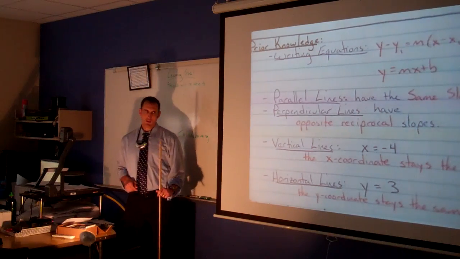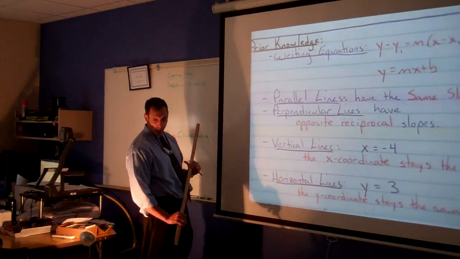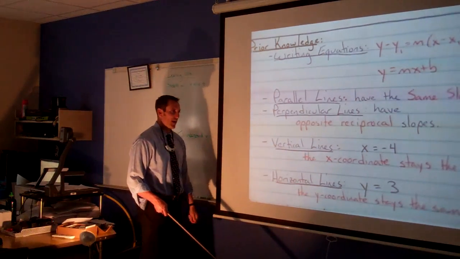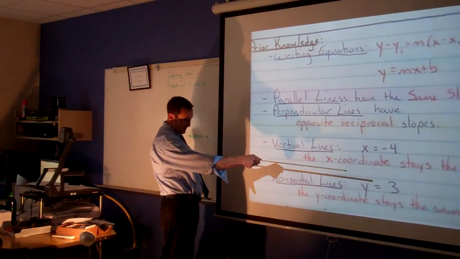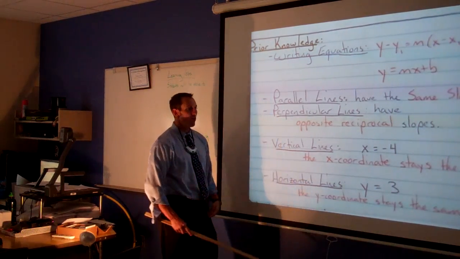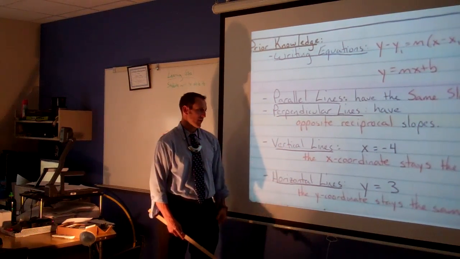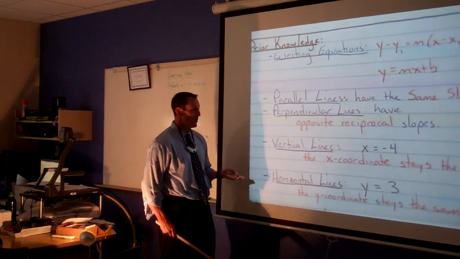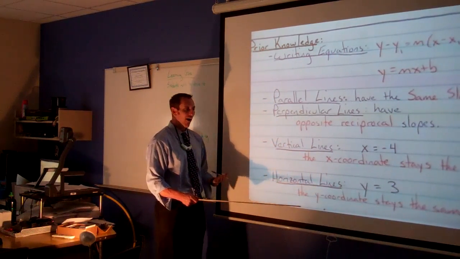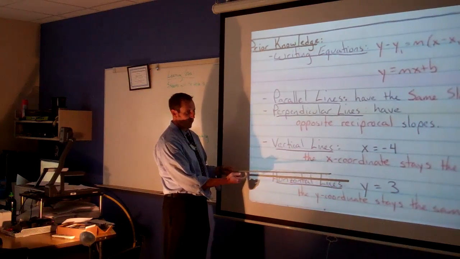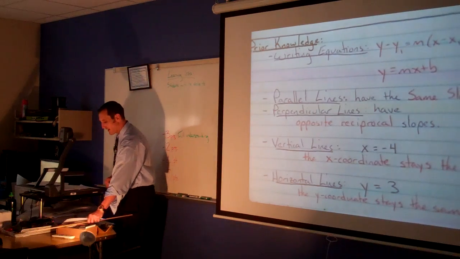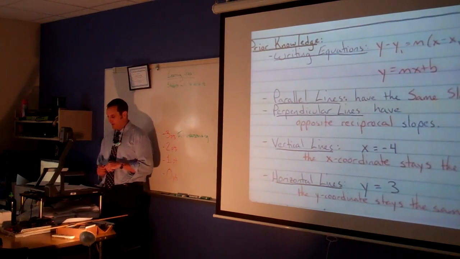Same thing with horizontal lines. The equation for a horizontal line is missing an x. There's no x, that means there's no x-intercept. That means the line is horizontal. What this means is that the y-coordinate will stay the same the whole way through on that line. So in this example, y equals 3, every ordered pair on that line is going to have a y-coordinate of 3. So we're going to need to recall that information as well.